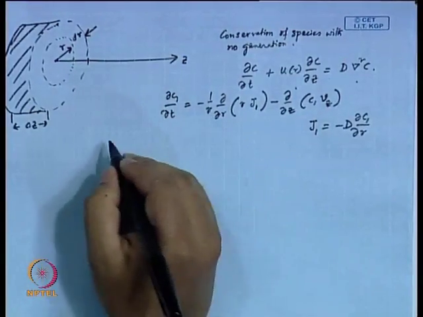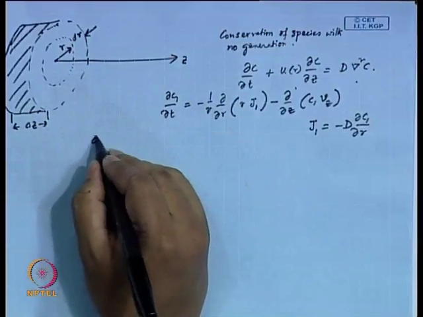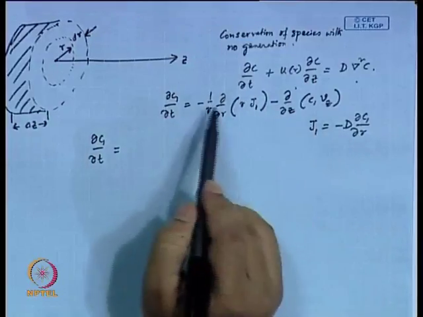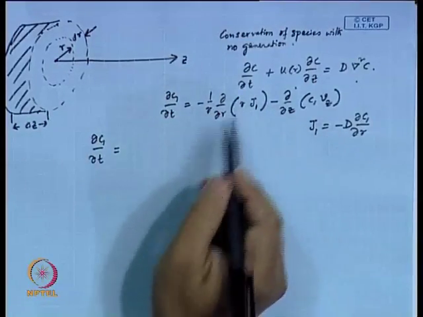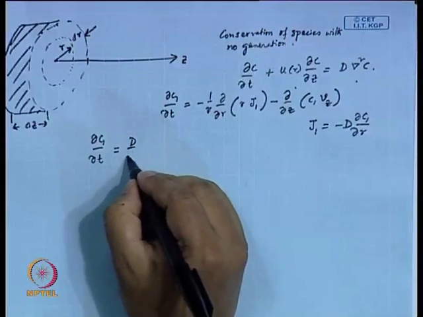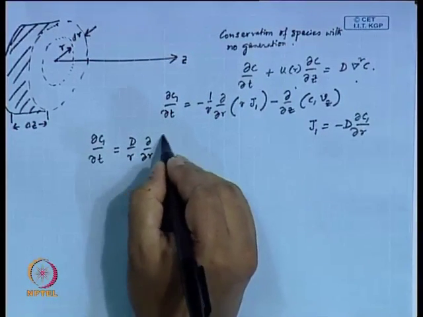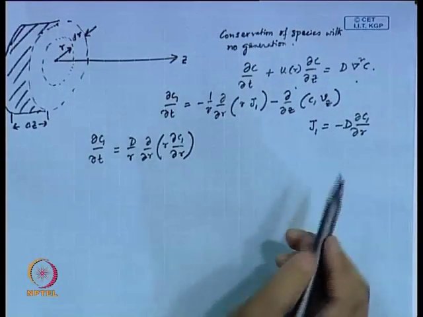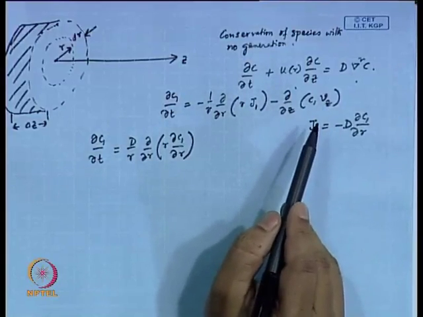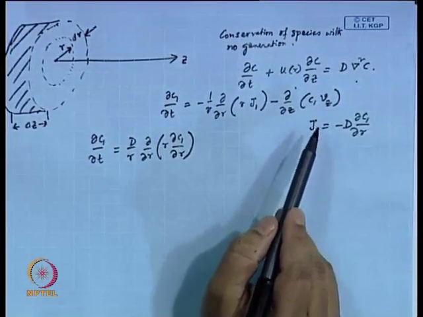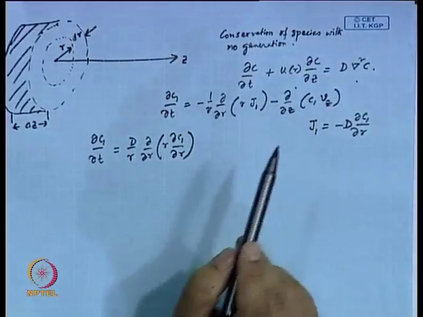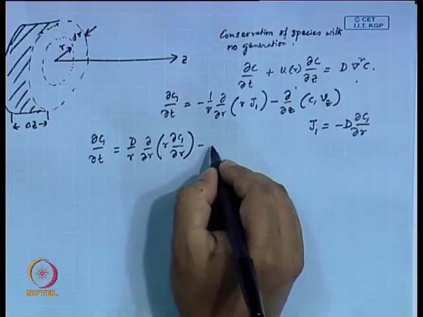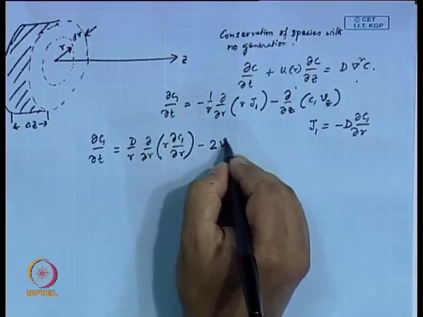Now we can write further del C 1 del t equal to, this minus sign will cancel, we have a minus sign already inside. So, the first term would be simpler, D by r del r of r del C 1 del r. And here we have a V z term, velocity in z direction, and there we have to introduce this parabolic velocity profile. So, what we will write here is 2 V naught. Why 2 V naught?